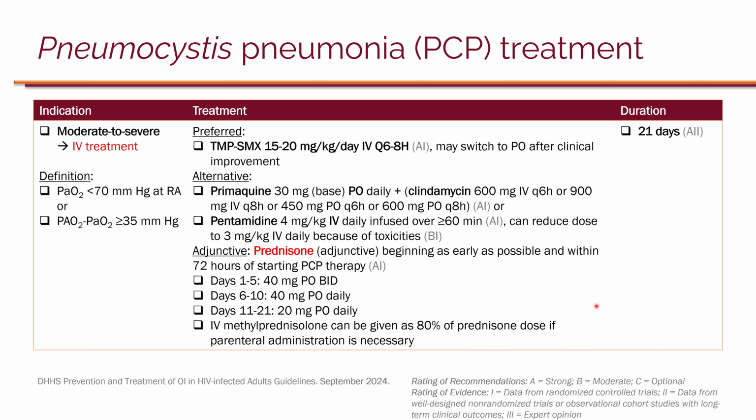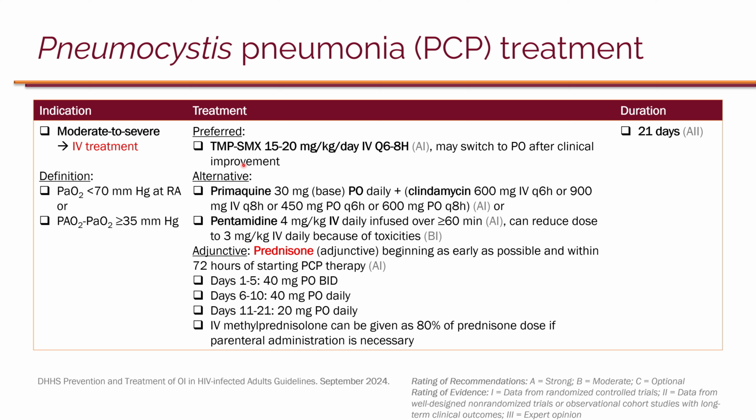For moderate to severe infection, patients must receive IV treatments initially if they can, and the definition is PaO2 of less than 70 on room air, or a gradient of greater than 35 millimeter mercury. And the treatment again is trimsulfa at 15 to 20 milligram per kilogram per day, divided into 3 to 4 doses, and this should be administered IV. And patients may switch to PO after clinical improvement. And again, treatment is for 21 days.